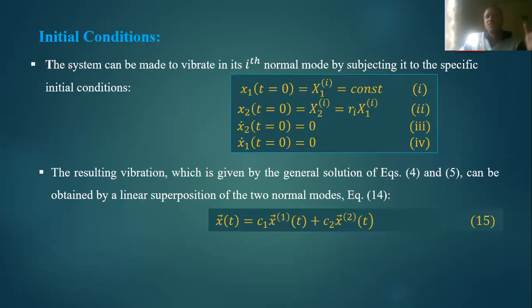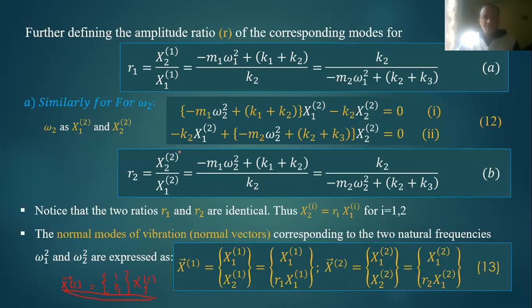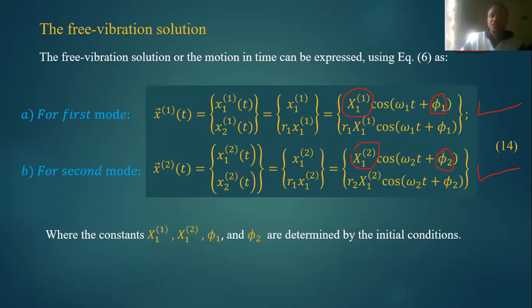So for that we need initial conditions. There must be some prescribed initial conditions that satisfy the equilibrium of the system. Finally, we superimpose the amplitude of x1 in the first mode and x1 in the second mode. X2 in the first mode and x2 in the second mode should also be superimposed. Then finally, we can get the equation of motion.